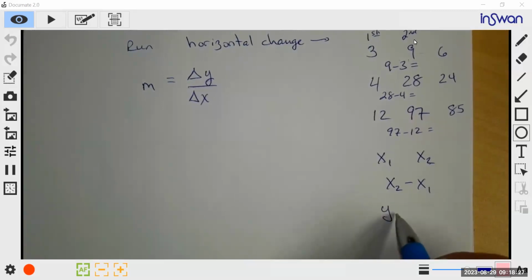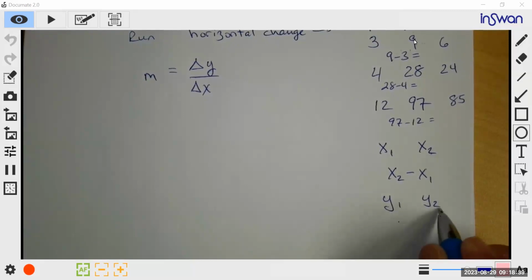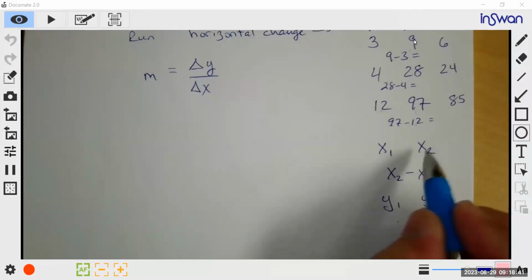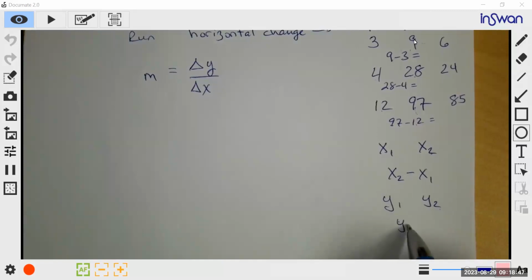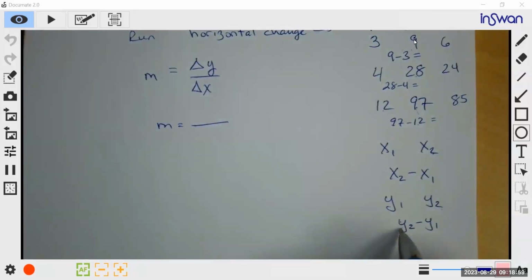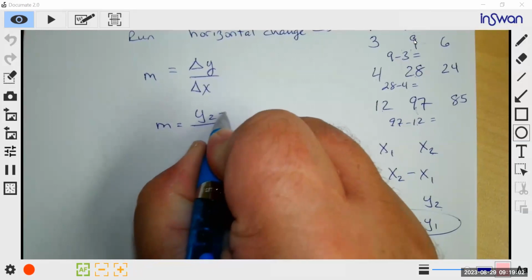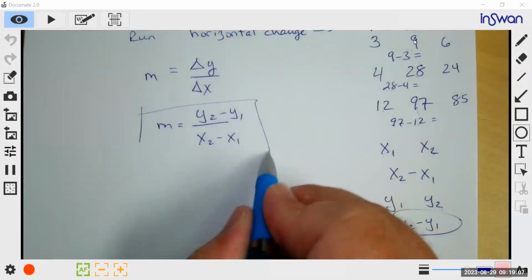It also works with the y's. How far is it from y1 to y2? It's the second number, 97 minus 12. 28 minus 4. x2 minus x1. So that's the change. So what this tells us, the change in the vertical is y2 minus y1 over x2 minus x1. And there's your slope.